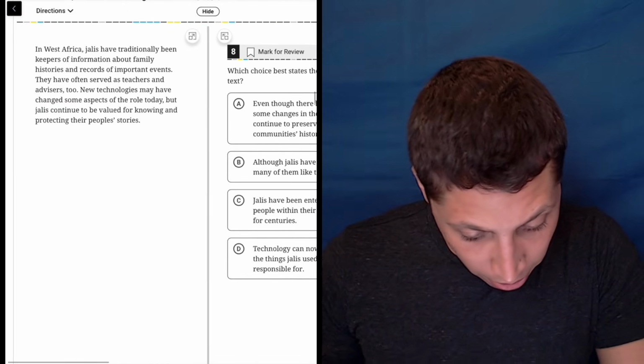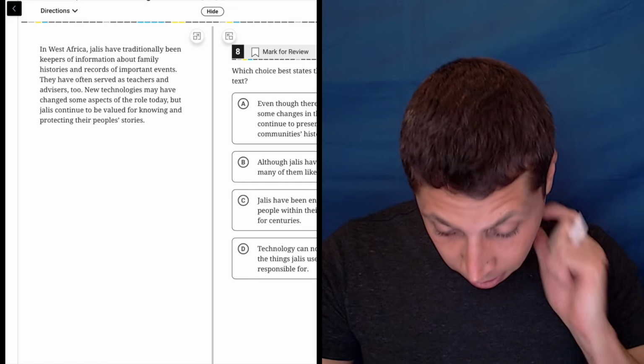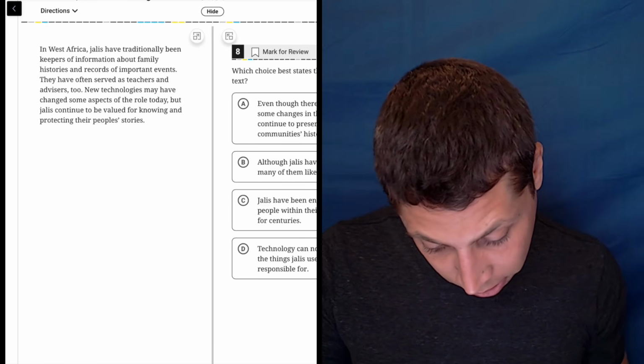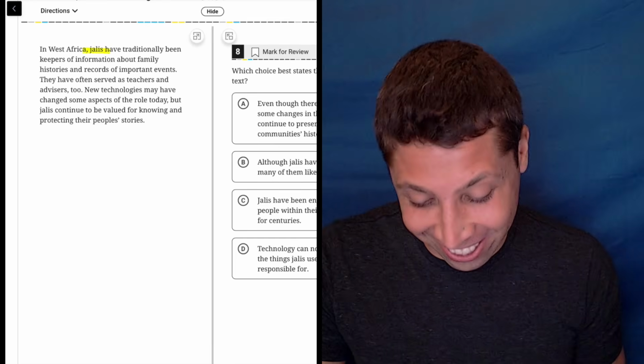Okay. 8. Which choice best states the main idea of the text? In West Africa, jails have traditionally been keepers of information about family histories. Is it jail? Oh, I don't know what that word is, but jails is a different thing.